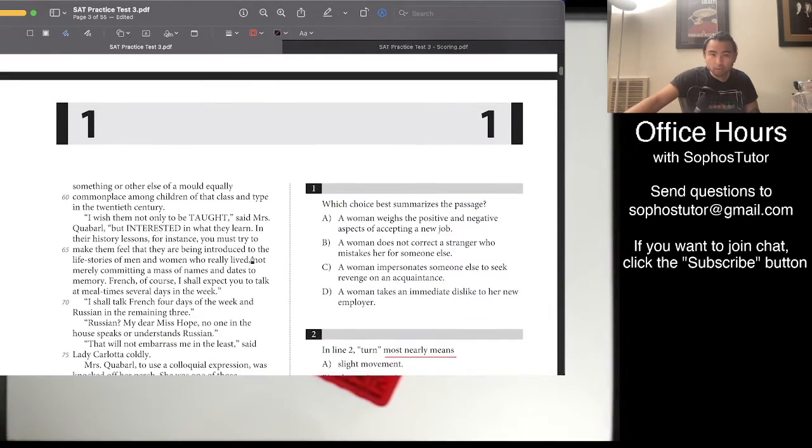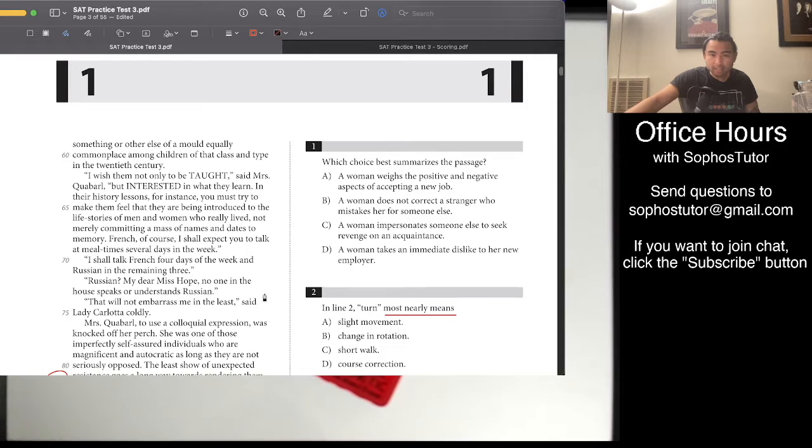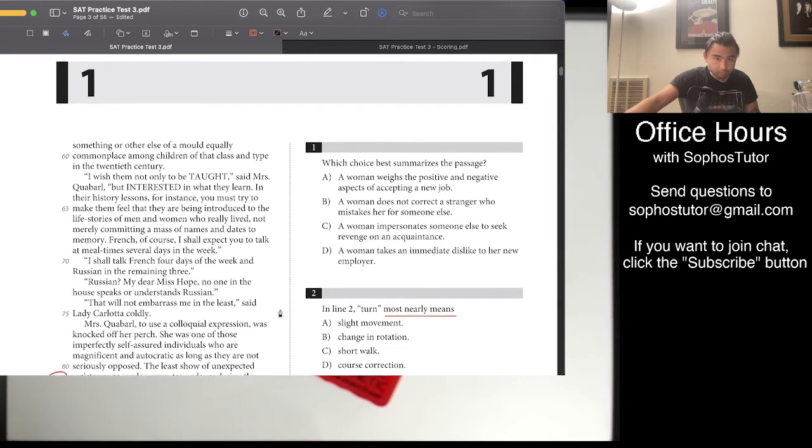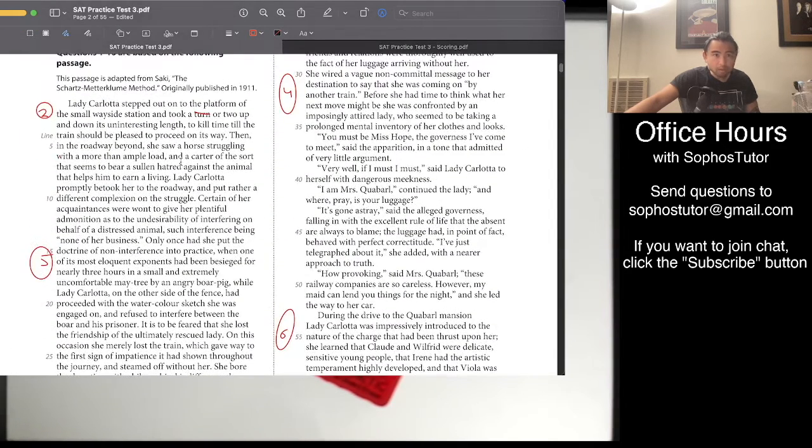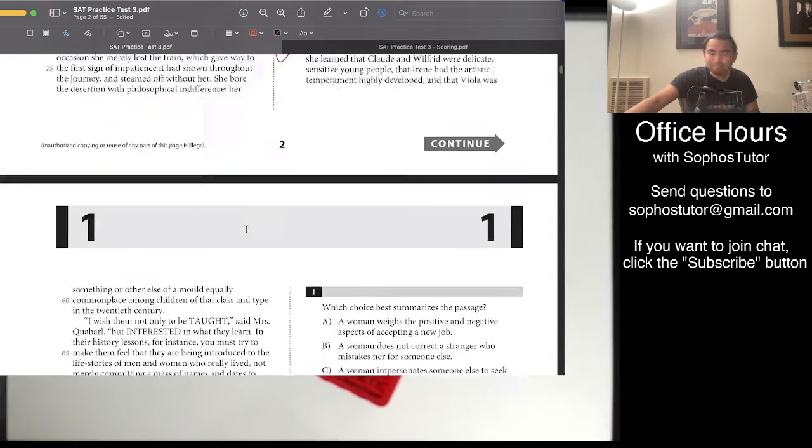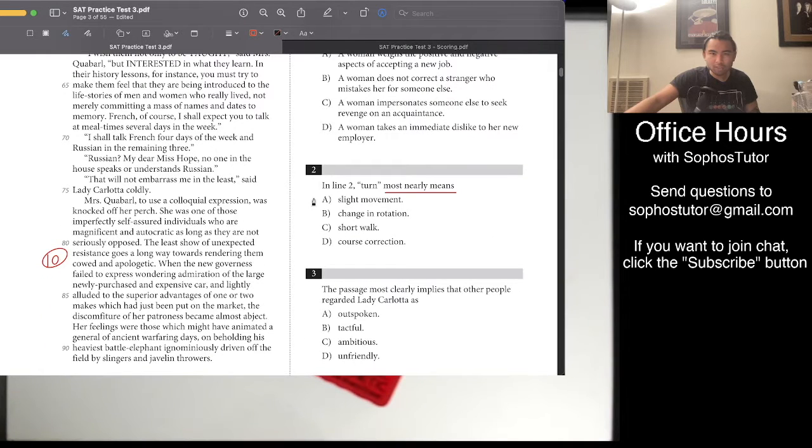So the first choice we have is slight movement. All right, so Lady Carlotta stepped out onto the platform of the small wayside station and took a slight movement or two up and down. It's an uninteresting length. Doesn't seem like slight movements to me. I don't know if I'm ready to eliminate it entirely, so I'm going to give it what's called a soft no. I don't like it. There's probably something better, but I'm still open to selecting it.